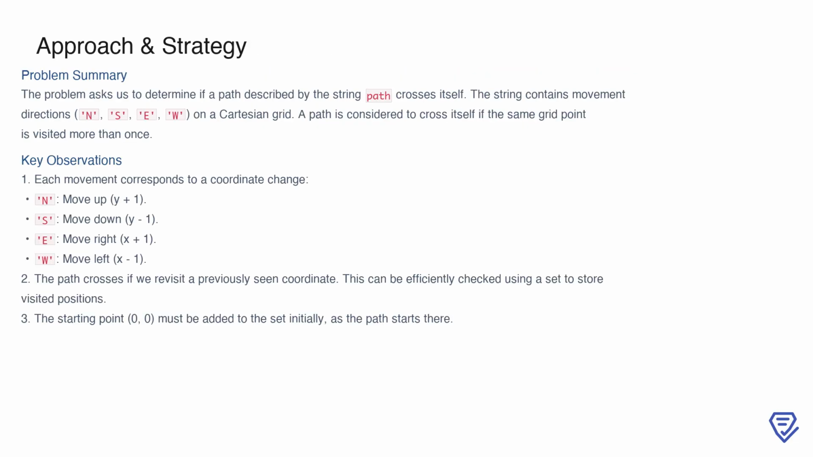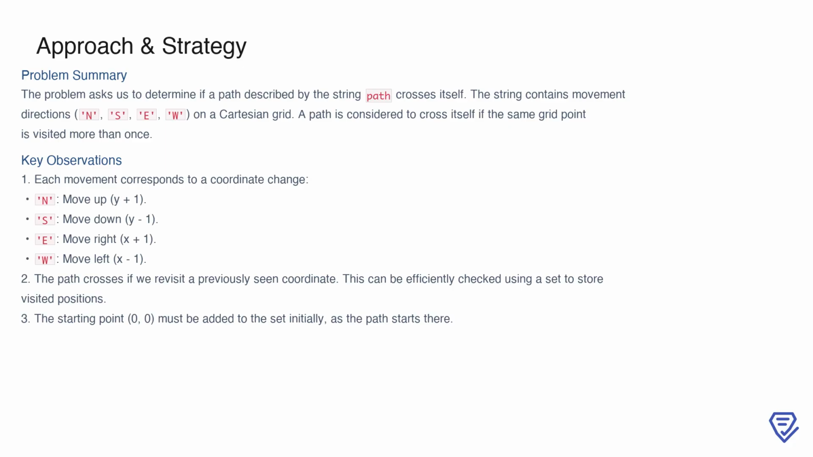To solve the problem, we need to determine if a path described by a string crosses itself. The string consists of movement directions N, S, E, and W representing movements on a Cartesian grid. The key idea is that a path crosses if the same grid point is visited more than once. Each movement directly changes the coordinates: N increases the y-coordinate by 1, S decreases the y-coordinate by 1, E increases the x-coordinate by 1, and W decreases it. By keeping track of visited positions, we can efficiently check for crossings.